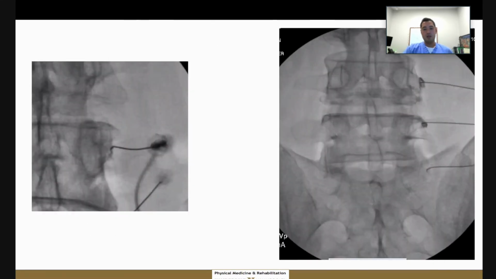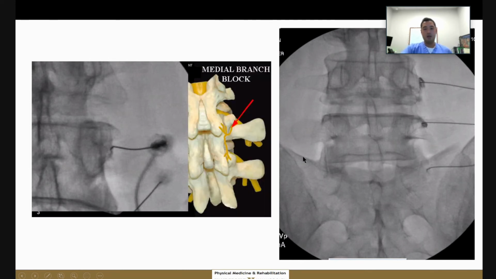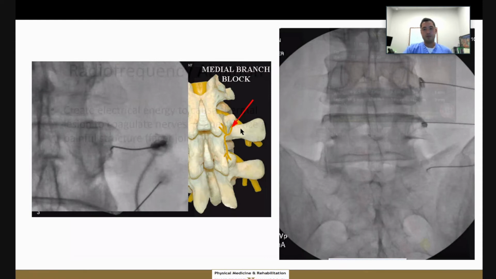And so here's just a couple pictures of the needle at the target of where the medial branch is. That's going to be at the junction of your transverse process and your superior articular process, as you can see here in these two pictures. And you can see here in this schematic, this is where the medial branch is, again, at that junction of the superior articular process and the transverse process.